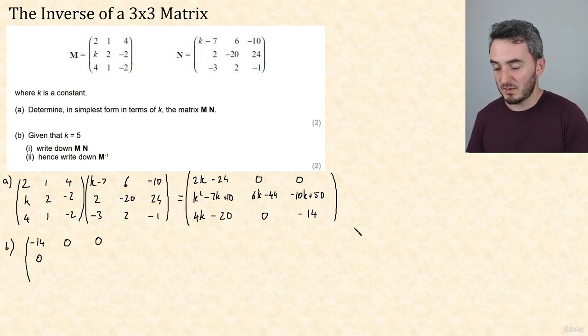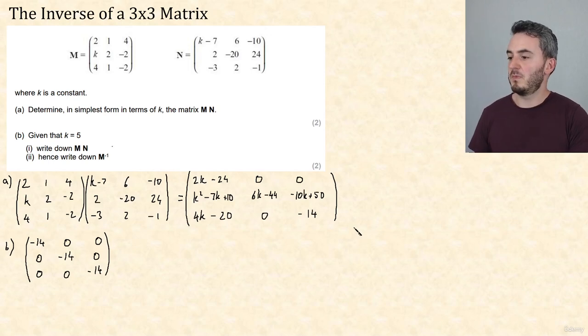Next one we've got 6k is 30, minus 44 is minus 14. Here we've got minus 10 times 5 is minus 50, plus 50 is 0. 4 times 5 minus 20 is 0. Then we've got 0, and then we've got minus 14.